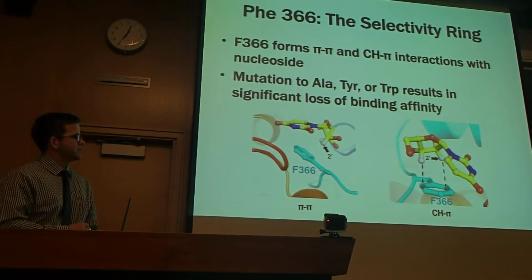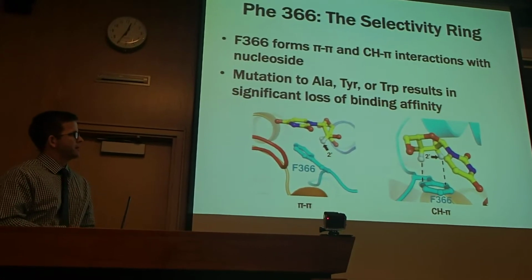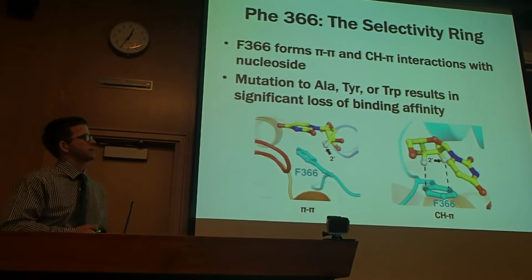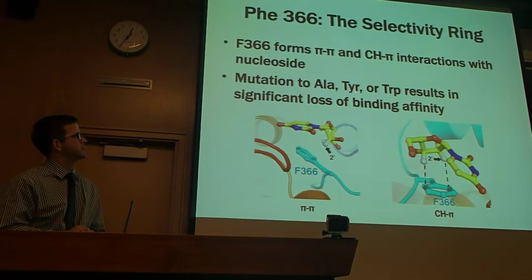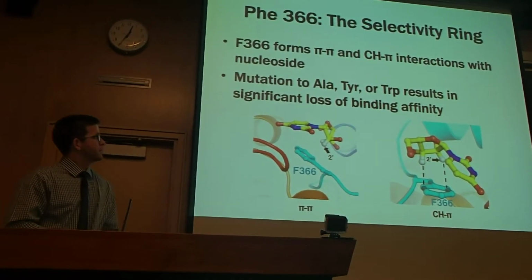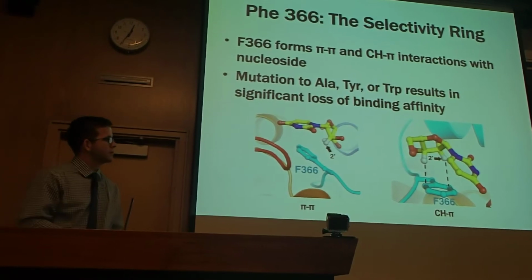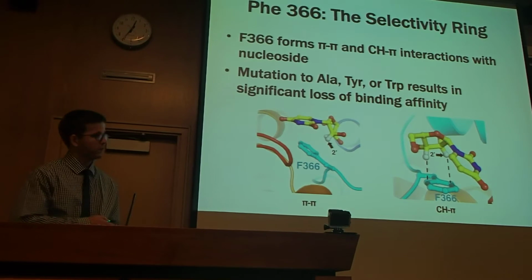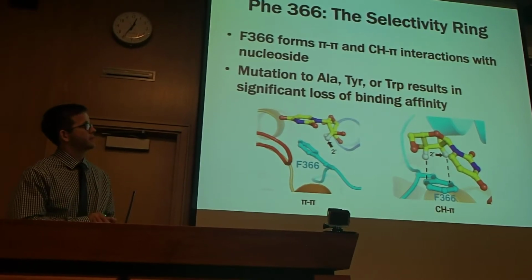Prior to our studies, phenylalanine 366 had not been identified as a residue that was important for nucleoside recognition, so we mutated it to alanine, tyrosine, and tryptophan and performed ITC measurements with uridine and saw a significant loss of binding affinity, really highlighting its importance in nucleoside recognition. So we have thus dubbed it the selectivity ring of the transporter.